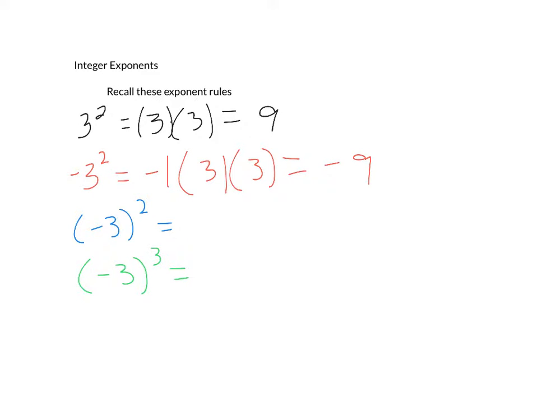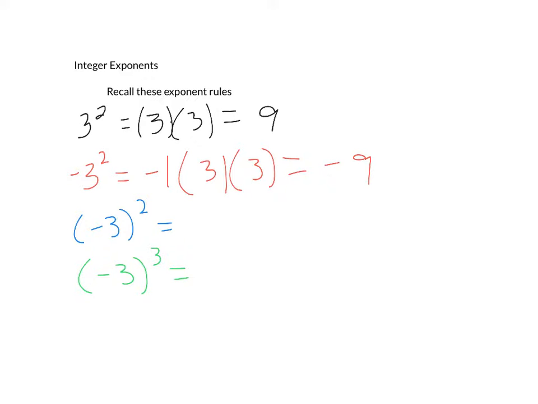Let's take a look at integer exponents, but first we want to recall these exponent rules. So the first one is 3 squared. 3 is the base and 2 is the exponent. The exponent tells you how many times you're going to multiply the base by itself. So 3 squared is simply 3 times 3, which is 9.